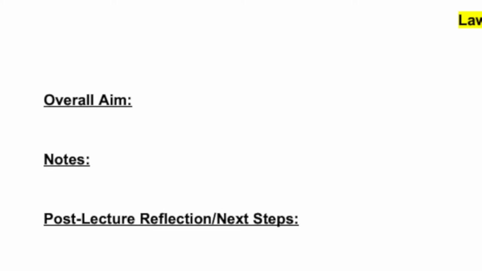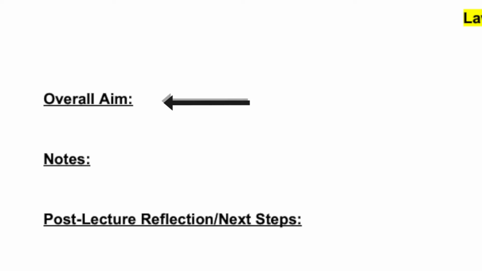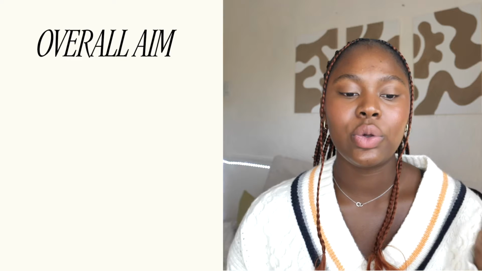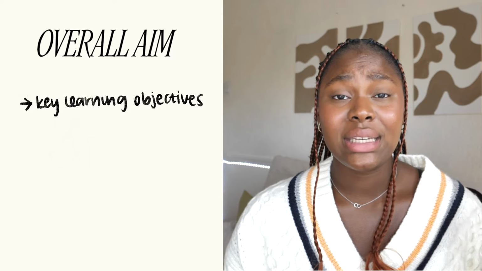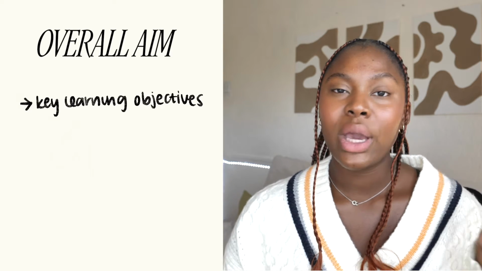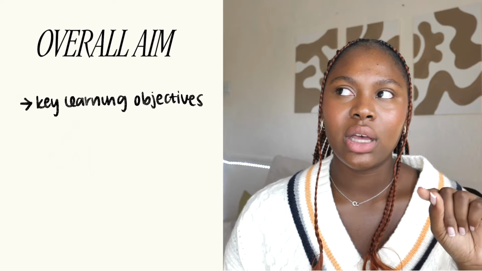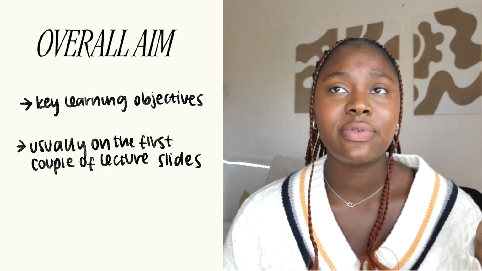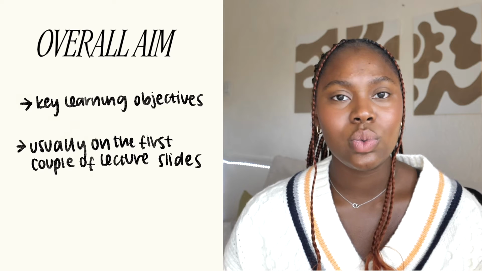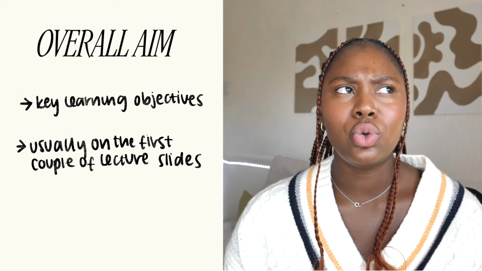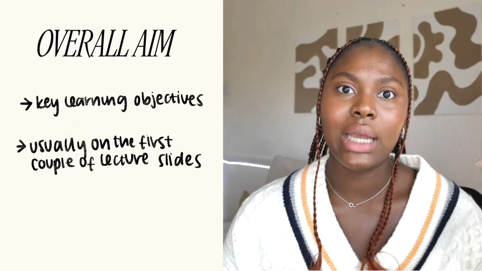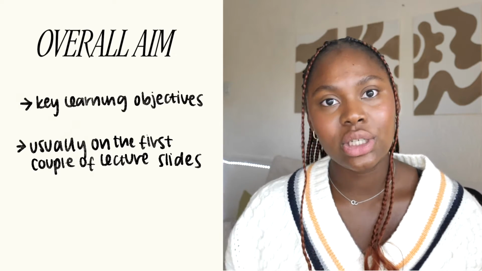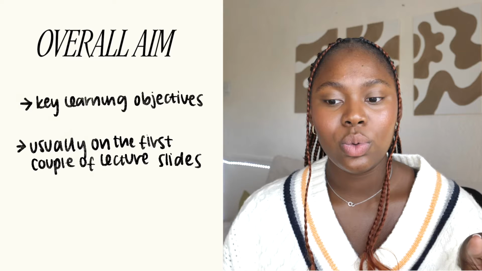With my lecture page, it was split into 3 headings. The first one was overall aim, the second one was notes, and the third one was post-reflection / next step. Within the overall aim section, I would always include the key learning objectives for what that lecture is about. You would be able to find this on the first or second slide of your PowerPoint for your lectures. At LSE, our lecturers would always upload them to Moodle, so we'd be able to find them online and then download them and look through the lectures. So that is one that you would do.